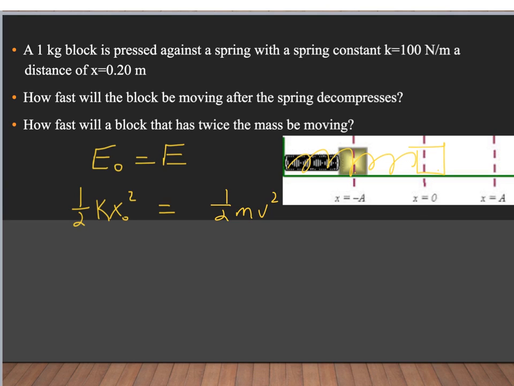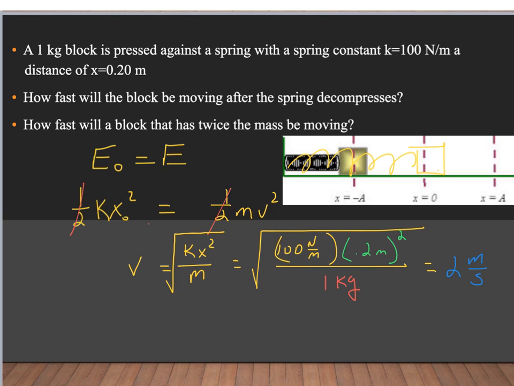All right, looking for the speed. On both sides of the equation, there's 1/2, so we can get rid of that. There's no mass on the left-hand side, so here the mass is going to matter. Okay, so we're solving for speed, so I have to divide kx squared by the mass, and then take the square root of everything there. If we plug everything in, we'll get 2 meters per second.